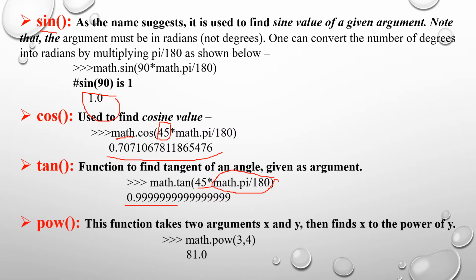The next function is pow. This function takes two arguments, for example x and y, and finds x to the power of y. So for example, math.pow with the arguments 3 and 4 gives 81.